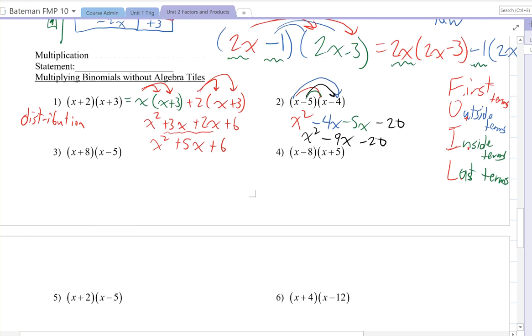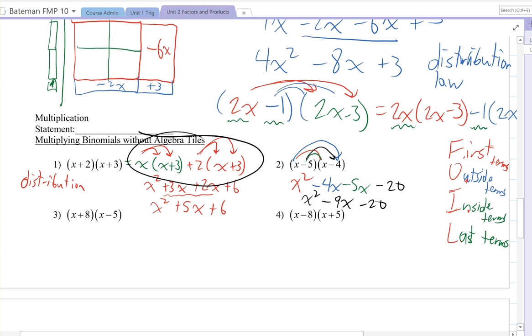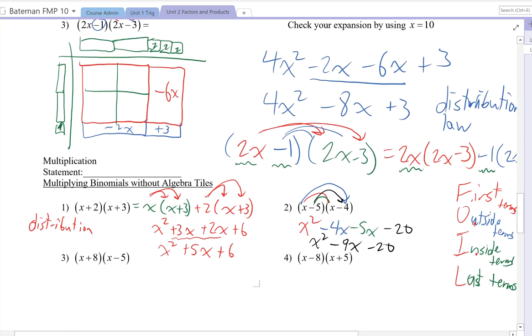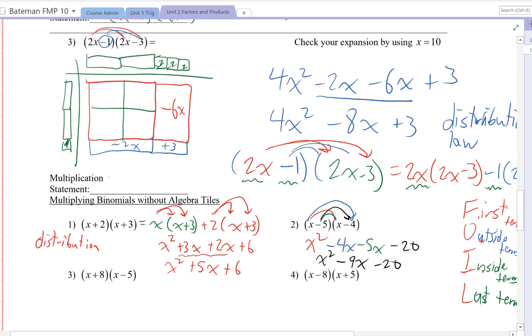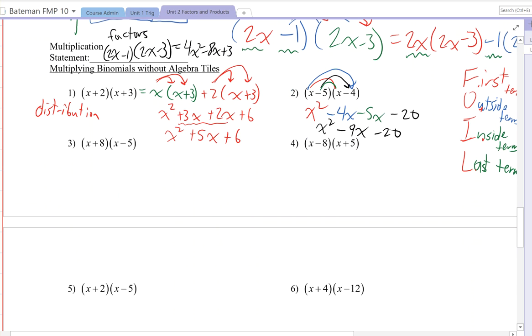Because this is a clear representation of what's happening with our brackets. It's more explicitly said. I can go in and fill in the multiplication statement, my bad. 2x minus 1 times 2x minus 3, those are our factors, equals our product of 4x squared minus 8x plus 3.